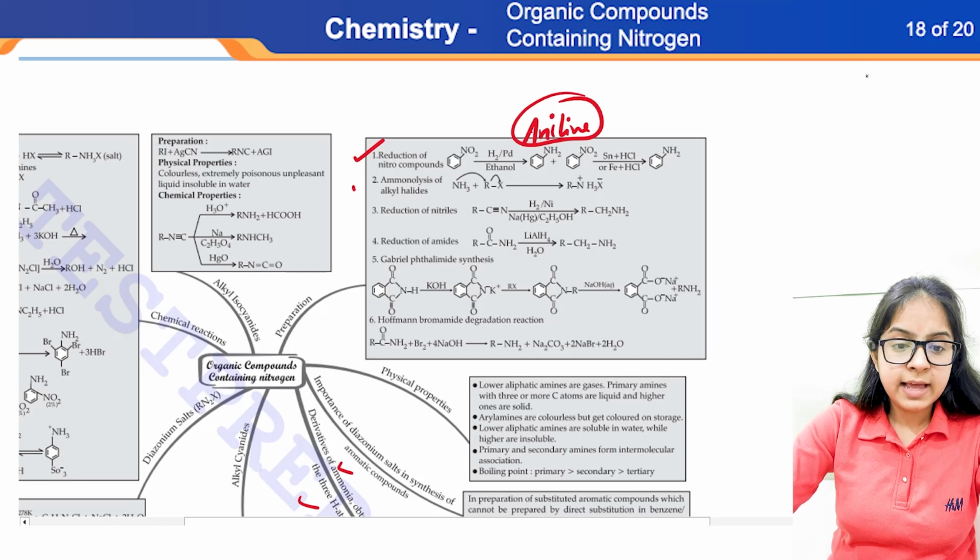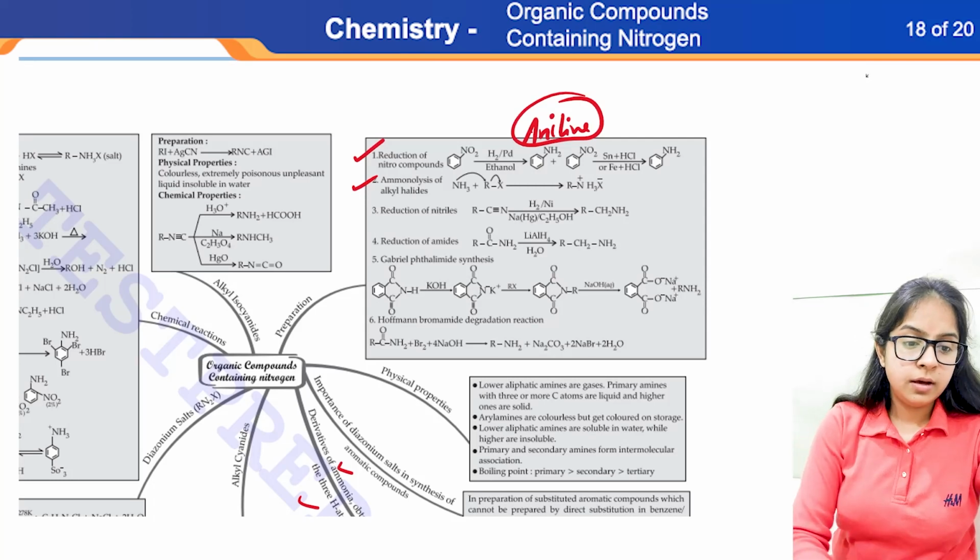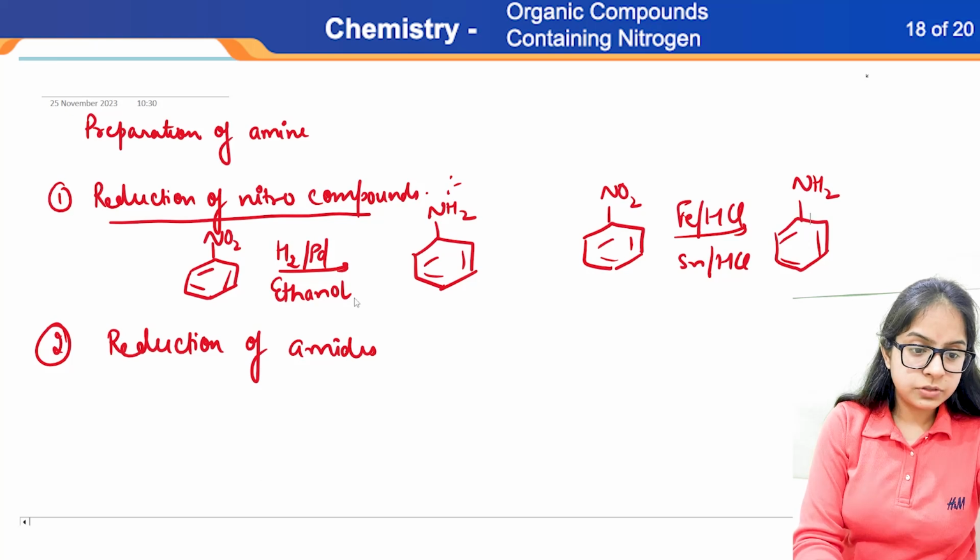Now the next one is ammonolysis of alkyl halides. Ammonolysis of alkyl halides means the alkyl halide is going to give ammoniated products. I'll show you.